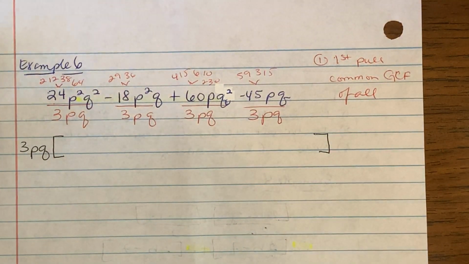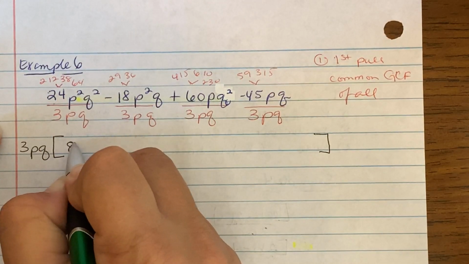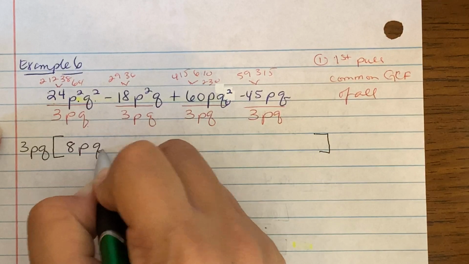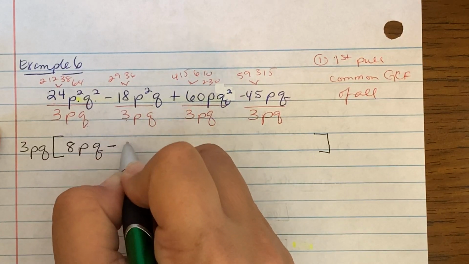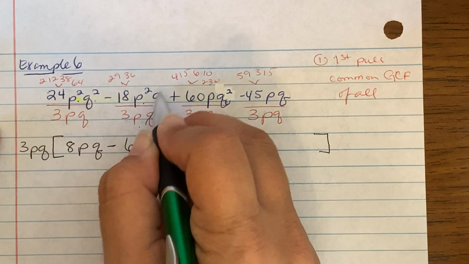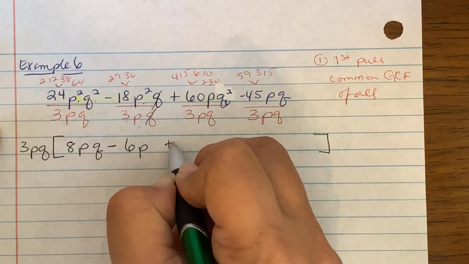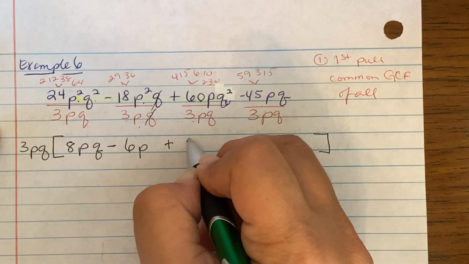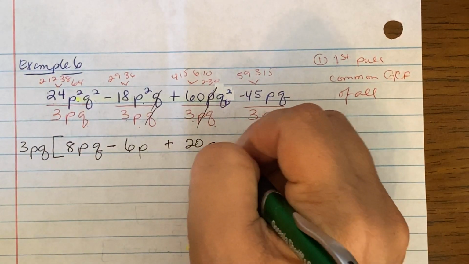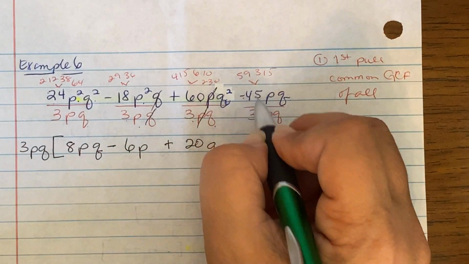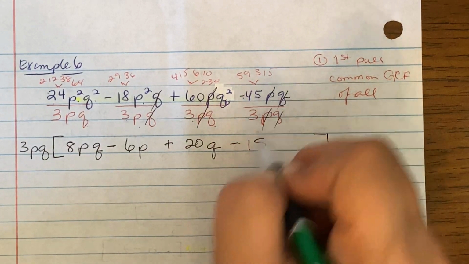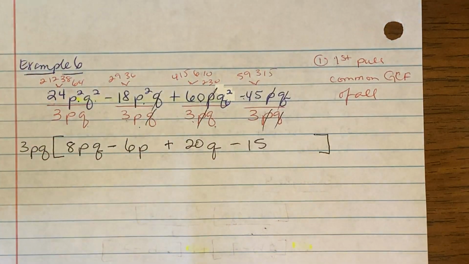And now we're reducing first. So 24 divided by 3 is 8. 2 p's take a p, we have a p. 2 q's take a q, we have a q. Minus sign, 18 divided by 3 is a 6. 2 p's take a p, we have a p. Q's cancel out. Plus sign, 60 divided by 3 is a 20. The p's cancel, 2 q's take a q, we have a q left over. Negative 45 divided by 3 is negative 15. P and p cancel, q and q cancel. So now we're at this point.